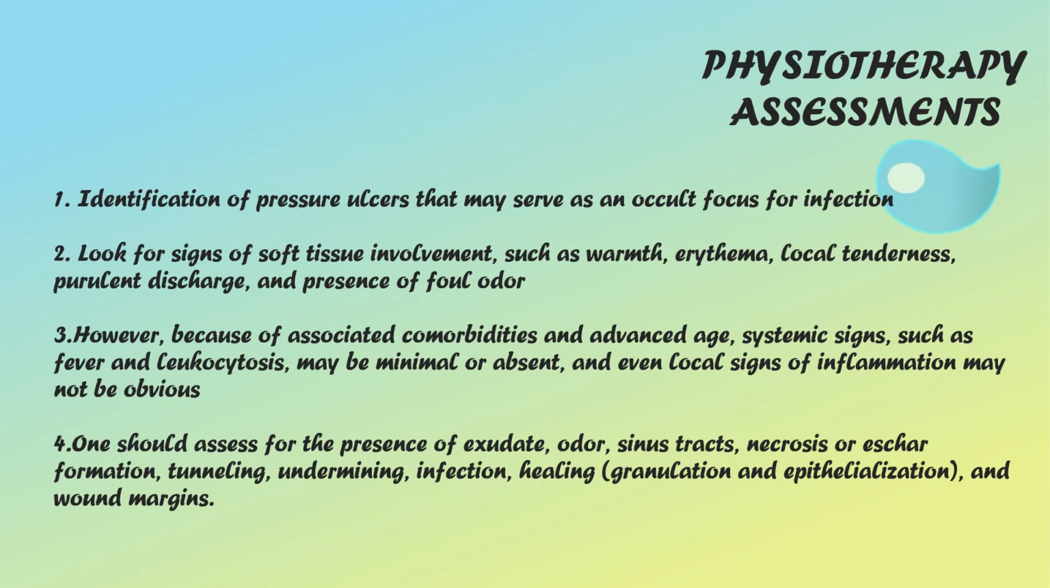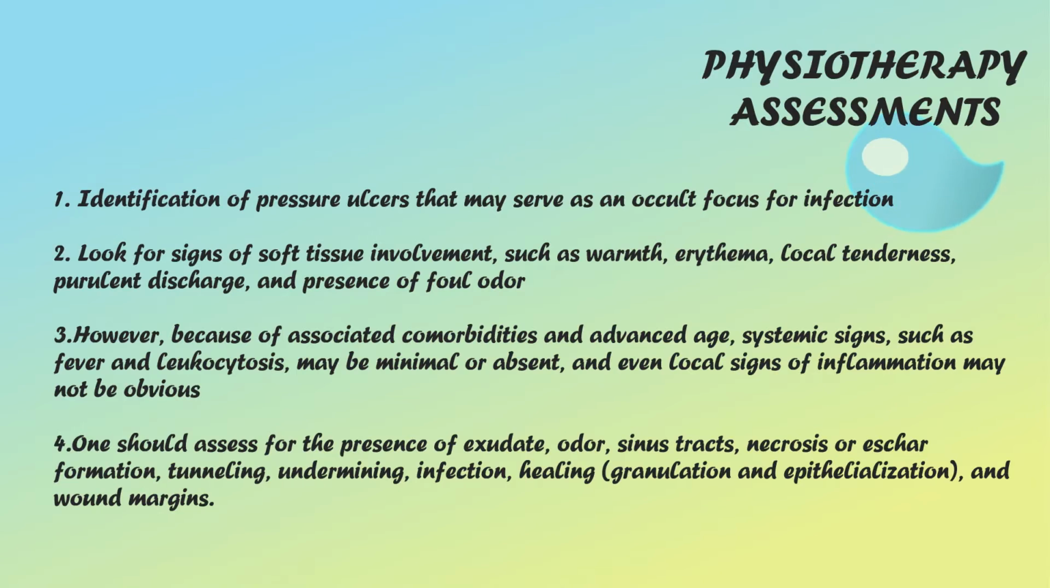For physiotherapy assessment, number 1, identification of pressure ulcer that may serve as an occult focus for infection. Number 2, look for signs of soft tissue involvement such as warmth, erythema, local tenderness, purulent discharge, and presence of foul odor. Number 3, because of associated comorbidities and advanced age, systemic signs such as fever and leukocytosis may be minimal or absent, and even local signs of inflammation may not be obvious.